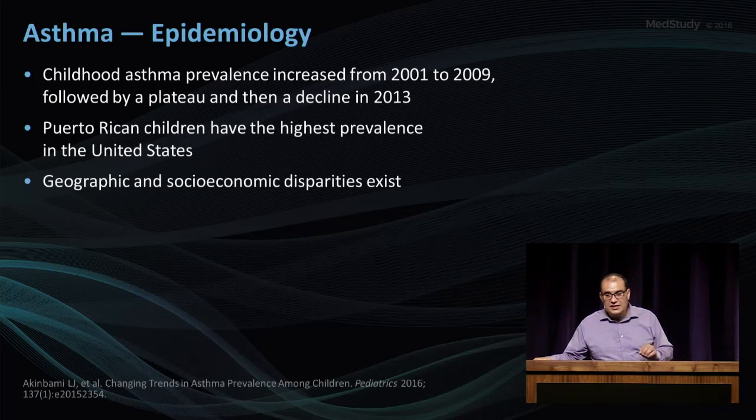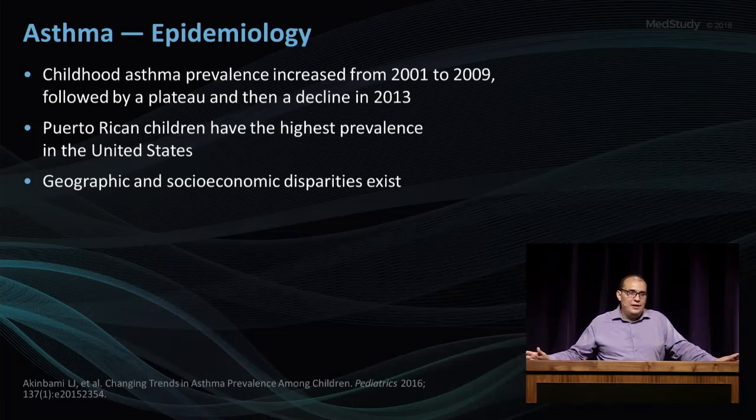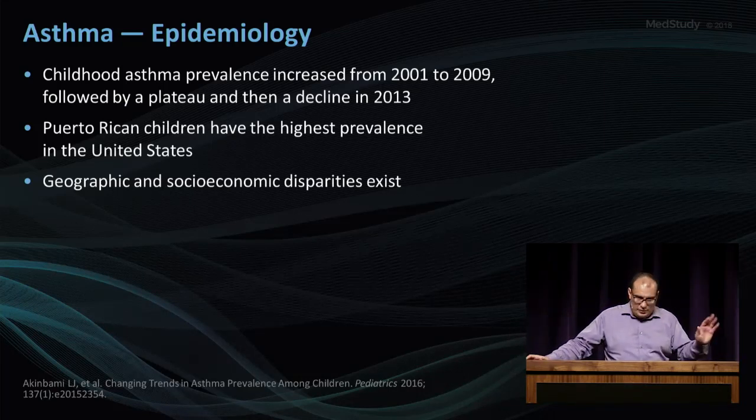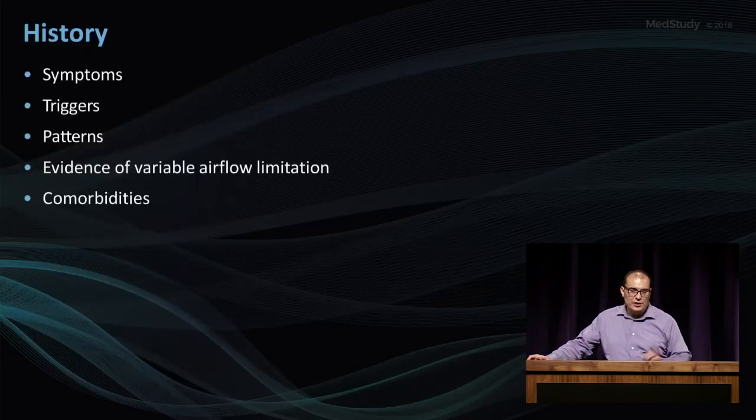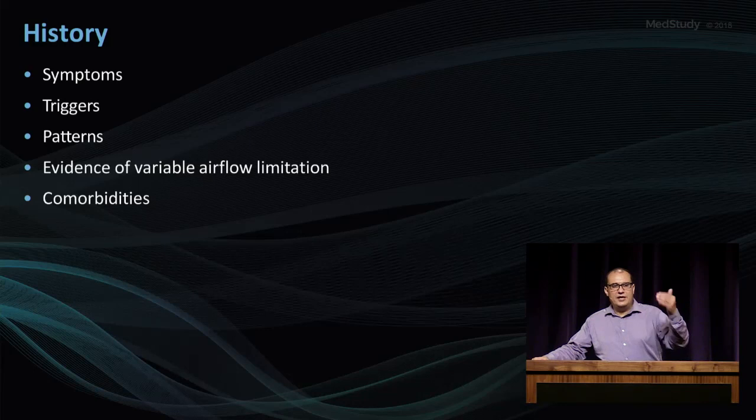Childhood asthma prevalence increased from 2001 to 2009, followed by a plateau, then a decline in 2013. Puerto Rican children have the highest prevalence in the United States. It's just epidemiological data, you have to remember it. You may be asked about it. Geographical and socioeconomic disparities exist. There is the hygiene theory. We're not going to go through this one. So there's a lot going on there for asthma. I do believe that asthmatology will be a branch from pulmonology.